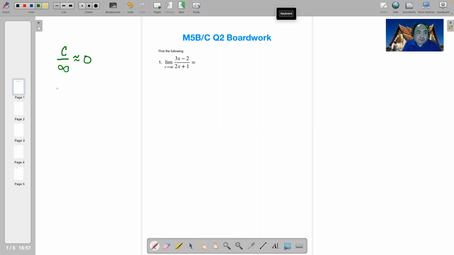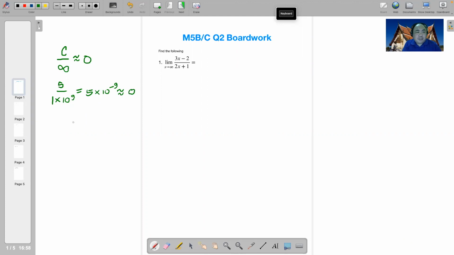For example, 5 divided by 1 billion. This should give you 5 times 10 to the negative 9, which means 9 zeros leading 5. But that's practically very small. We can actually say it's just 0.